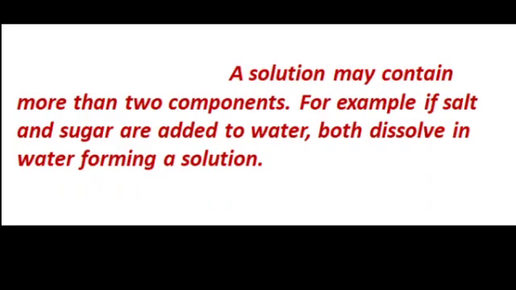A solution may contain more than two components. For example, if salt and sugar are added to water. In the first example, only one solute is dissolved in one solvent. Here a solution may contain more than two components. If salt and sugar are added to water, both dissolve in water, forming a solution.